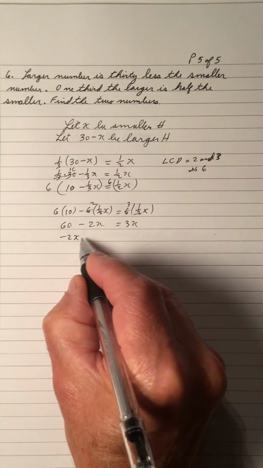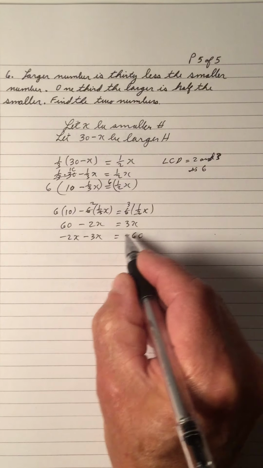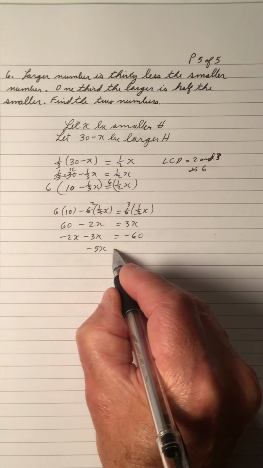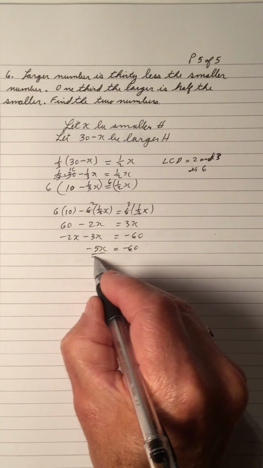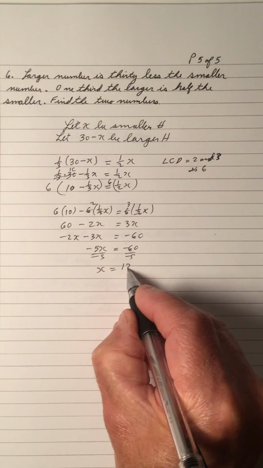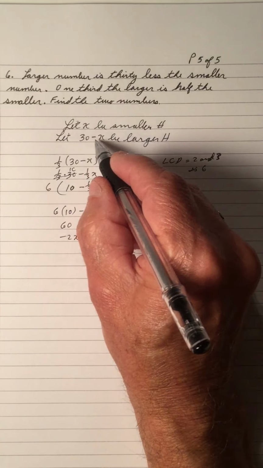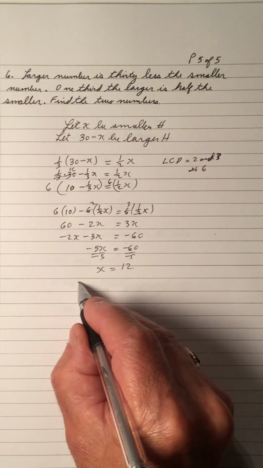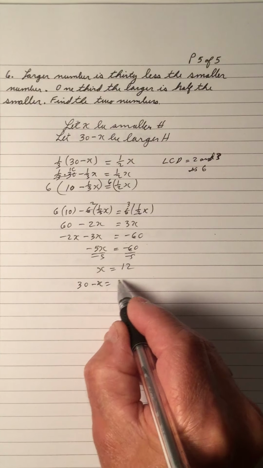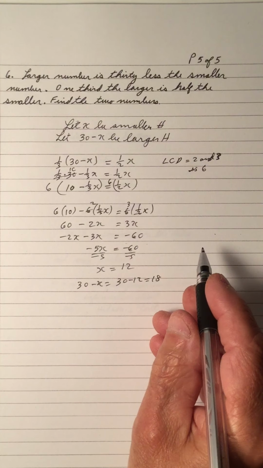Variables go to the left, change the sign. Numbers go to the right and change the sign. So negative 5x is negative 60. Divided by negative 5, so x equals 12. And the other number, the larger, is 30 minus x. So 30 minus 12 is 18.